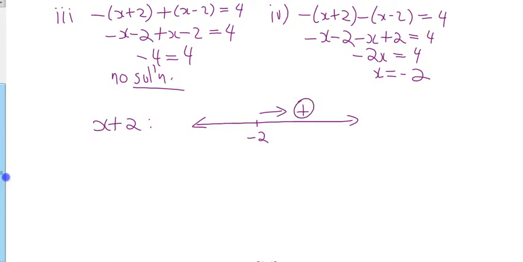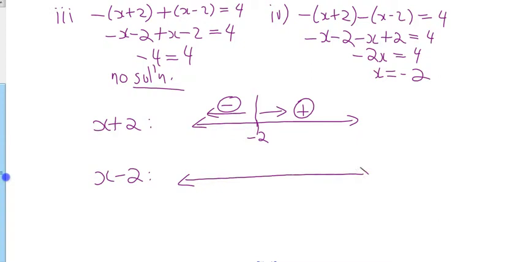Right, for x plus 2. Not the absolute value of x plus 2, but for x plus 2. All the values above negative 2 will yield a positive, and all the values below negative 2 will give you a negative. And now we're going to look at x minus 2. And where's its critical value? At positive 2. And what do we know about all values that are above 2? And what do we know about all values that are below 2?